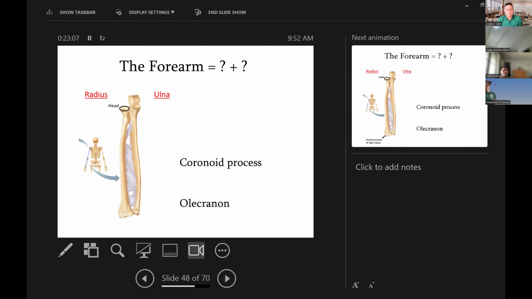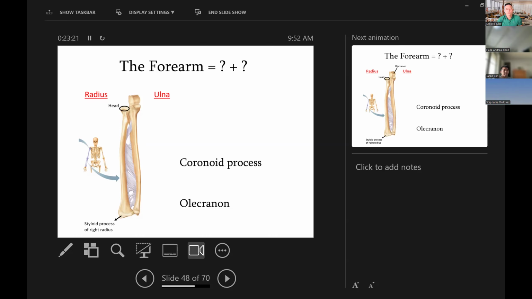In the radius, there's a couple of markings that I want you guys to know. One of them is the head of the radius. The other one is what we call the styloid process of the radius, also called the radial styloid process.